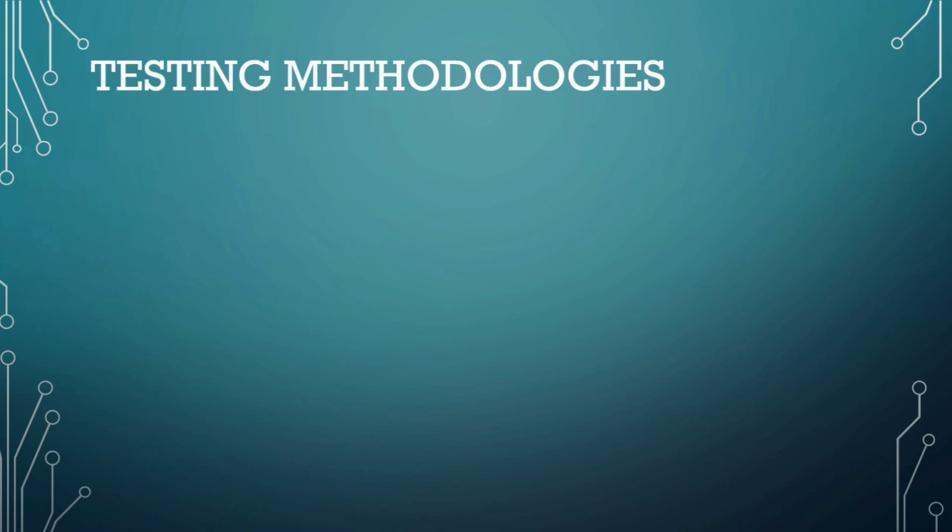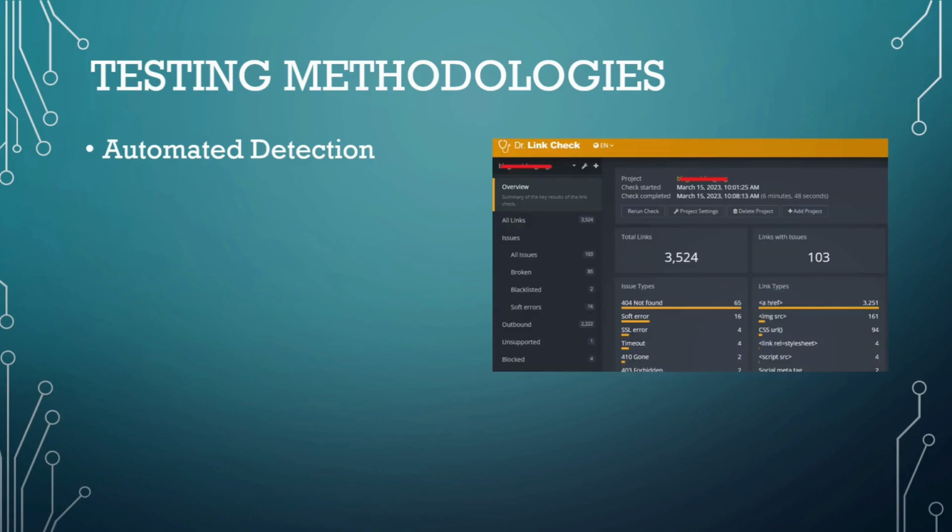Testing methodologies. Finding broken link hijacking before attackers do is critical. Security teams use several methods. Automated detection. Tools crawl websites and flag broken links. This is fast and scalable, but sometimes produces false positives. Manual validation. Human testers check flagged links to confirm if they are truly broken. This step ensures accuracy and provides confirmation.